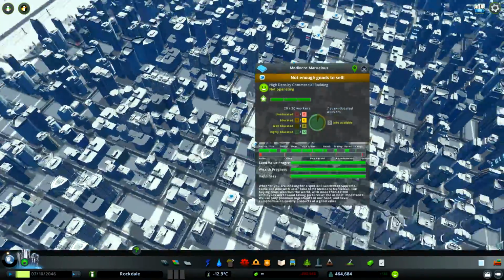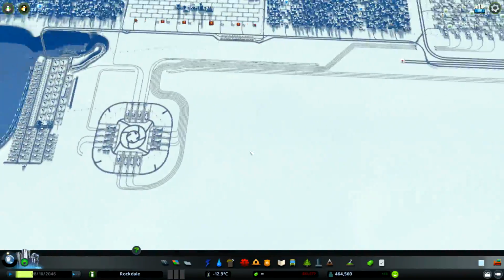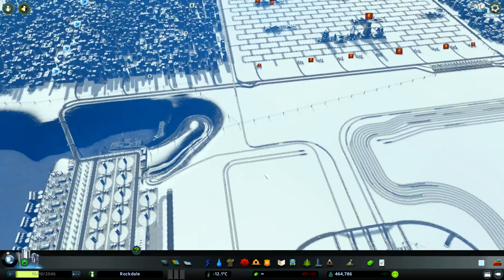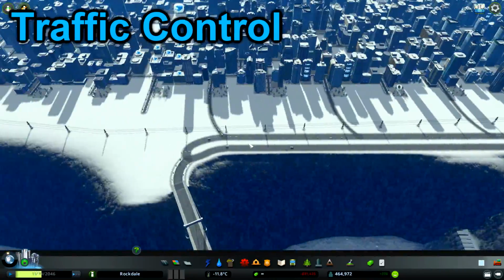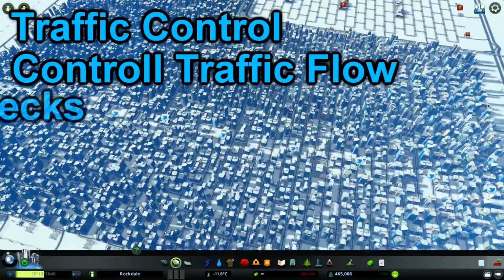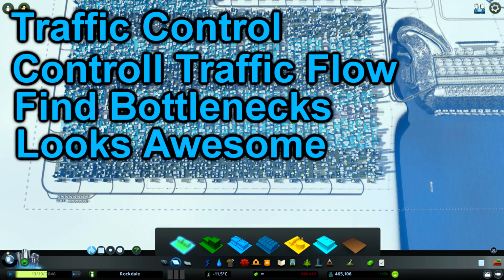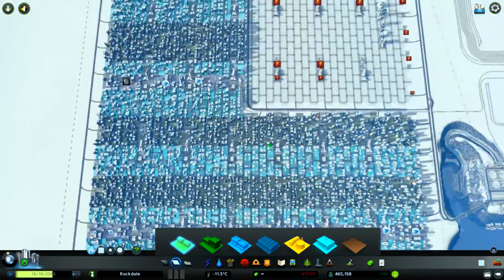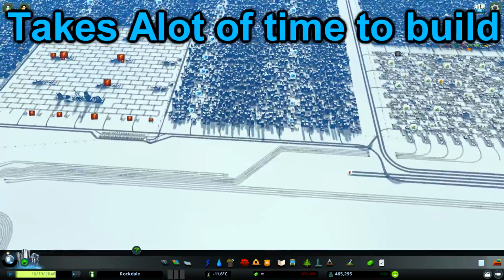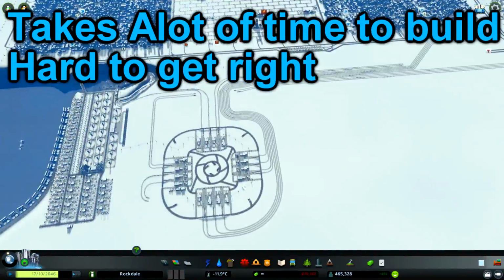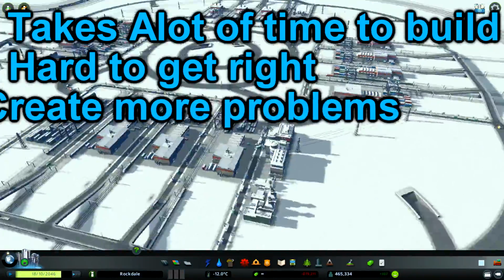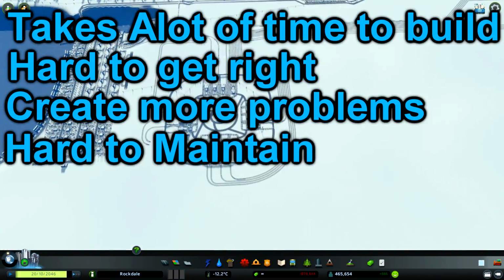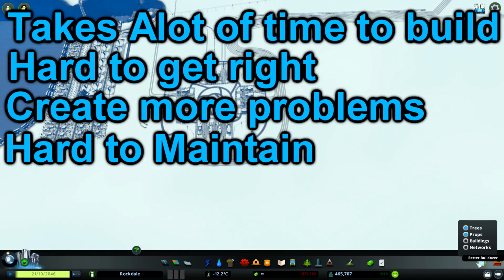So now we're going to summarize everything in small points and put them on the screen for you. So first up are the positive parts. Basically, you get to control your traffic, you get to control your flow, you get to find your bottlenecks, and it's pretty cool looking, kind of looks like the CPU on a computer. The negative parts are that it takes a lot of time to build, it's hard to get right, and sometimes if you do it wrong it can create more problems than it fixes. Sometimes they are hard to maintain since they are rather expensive.